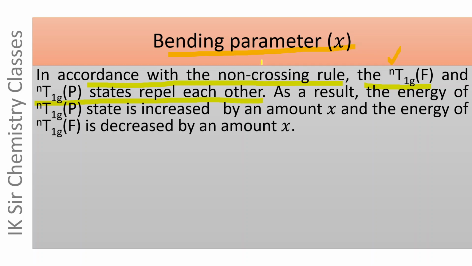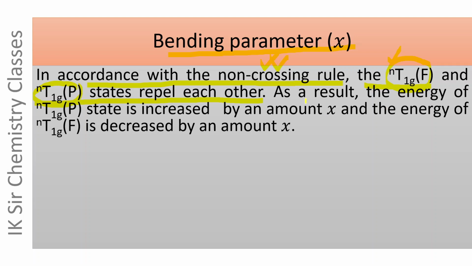Let us recall the non-crossing rule. Two electronic states with the same symmetry cannot cross each other in the energy level diagram because at the crossover point the energy and symmetry of the two states will be the same. It is against the non-crossing rule, and therefore two states with the same symmetry repel each other so that they may not cross each other.